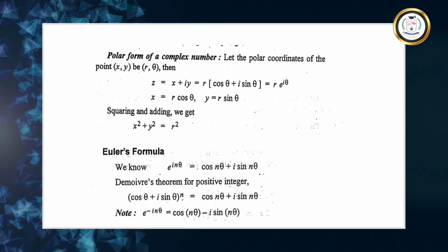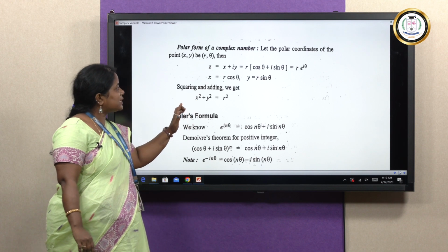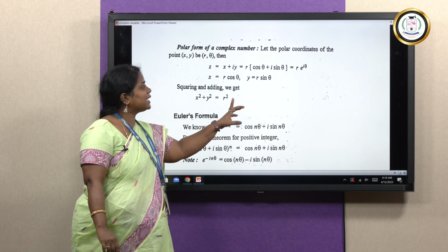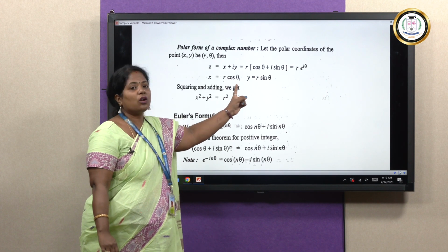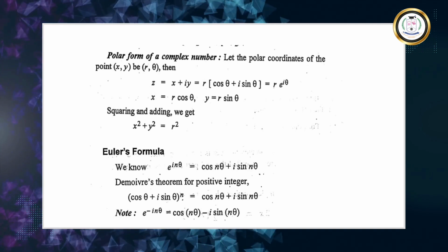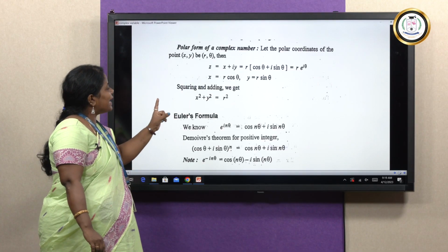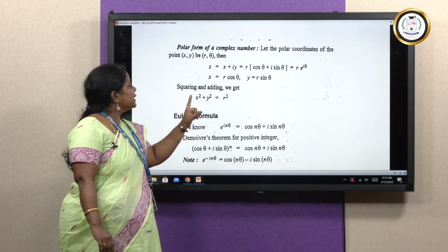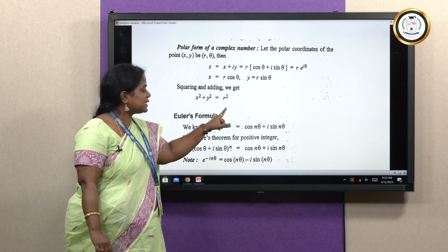So z is equal to, what we know till now, z is equal to x plus iy. Now which is equal to r into cos theta plus i sin theta, which is equal to r e power i theta. We know that e power i theta is equal to cos theta plus i sin theta. Here x is equal to r cos theta and the imaginary part y is equal to r sin theta. By squaring and adding, we get x square plus y square is equal to r square. This implies an equation of a circle centered at the origin with the radius r.